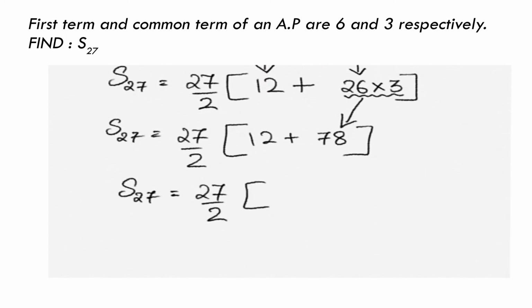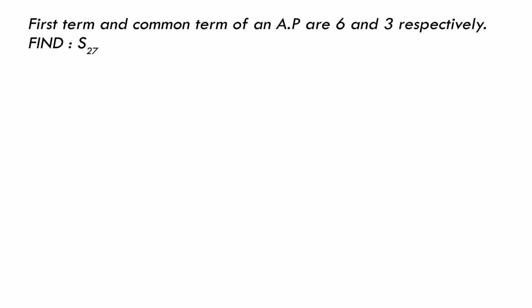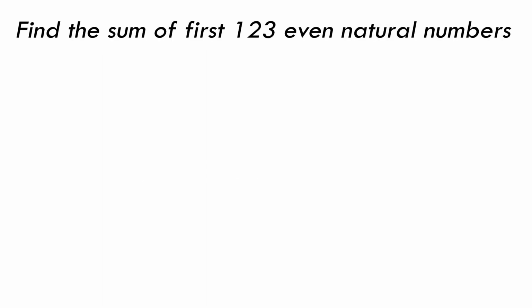The answer is 90. Therefore, 90 divided by 2 is 45, since 2 forty-fives are 90. So S27 is equal to 27 into 45. What is the multiplication answer? That is 27 into 45. So S27 is equal to 1215. So we got the answer, S27 is 1215.